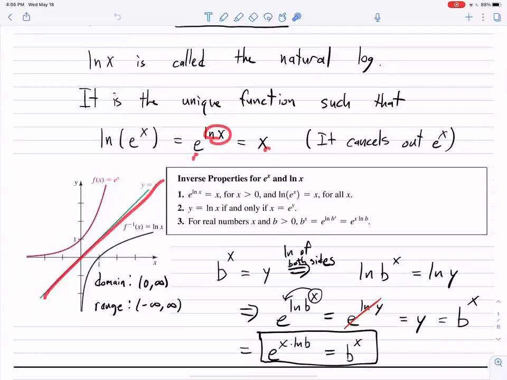So here's y of x. The function e to the x looks like that. Natural log looks like that. Its domain is all positive numbers. Its range is negative infinity to infinity.